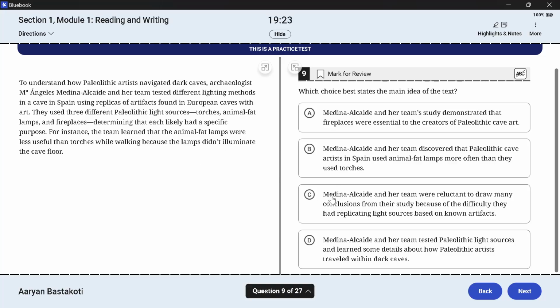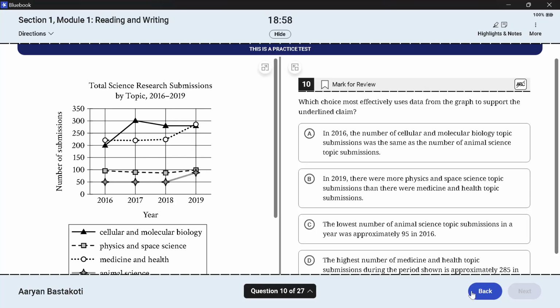So, Medina-Alcaide and her team were reluctant to draw many conclusions from their study because of the difficulty they had replicating light sources based on known artifacts. I don't think this is the right answer either. Medina-Alcaide and her team tested Paleolithic light sources and learned some details about how Paleolithic artists traveled within dark caves. Yeah, this is the main idea of the text.